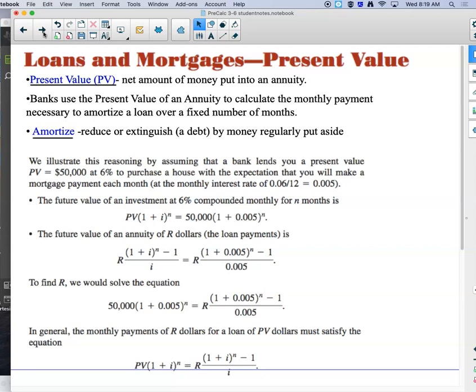Just last night we were talking about her loan payments and what we're going to have to do.